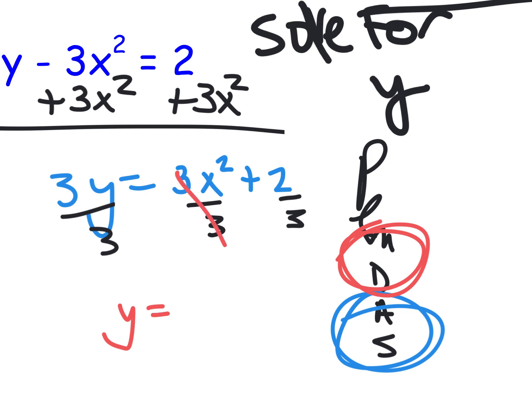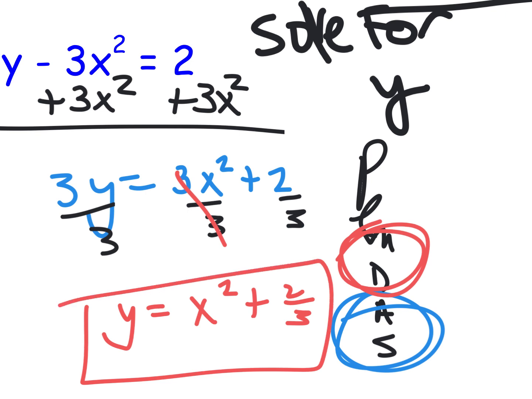And this 3 cancels this 3, so it's just x squared plus 2/3. You guys get that? Okay. So I solved it for y. Here's a really simple answer. If you can solve for y, and there's just one answer, which there is, y equals that, then it's a function.